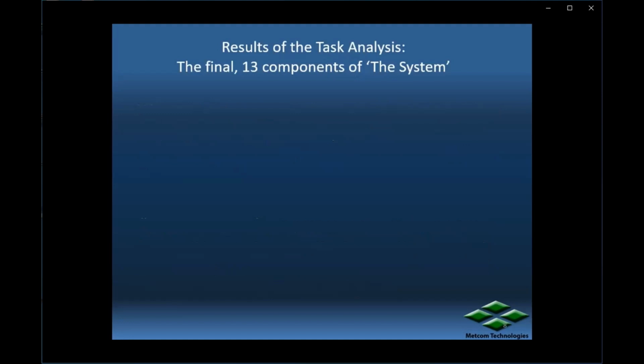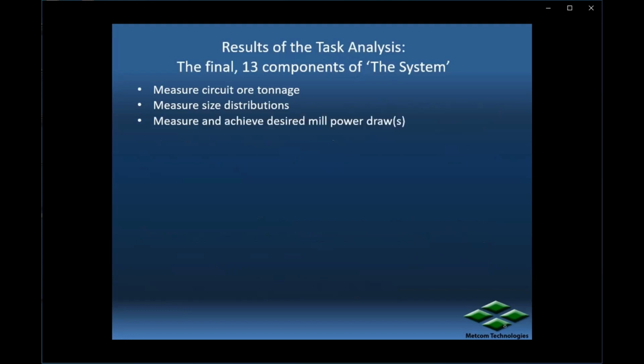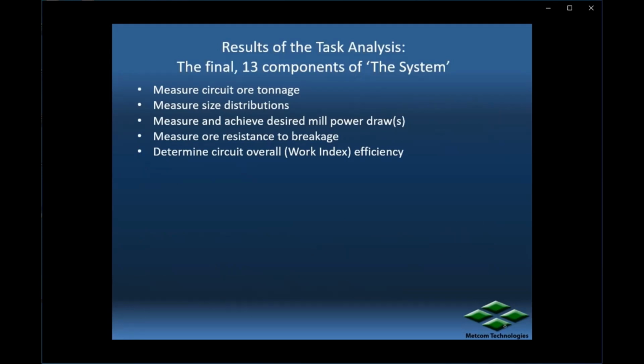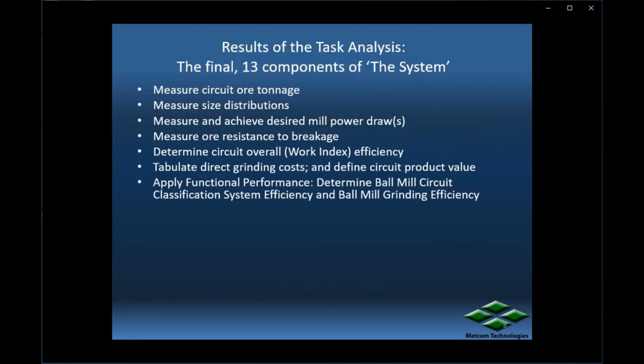Results of the task analysis. The final 13 components of the system. Measure circuit ore tonnage. Measure size distributions. Measure and achieve desired mill power draw. Measure ore resistance to breakage. Determine circuit overall work index efficiency. Tabulate direct grinding costs and define circuit product value. Apply functional performance. Determine ball mill circuit classification system efficiency and ball mill grinding efficiency.